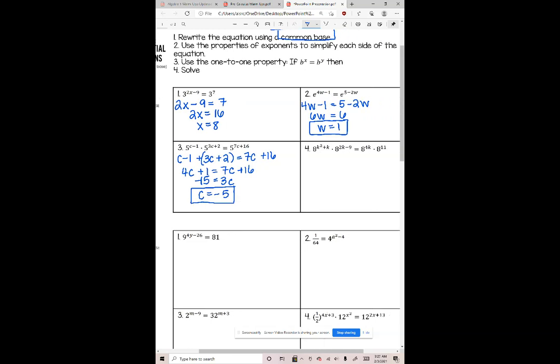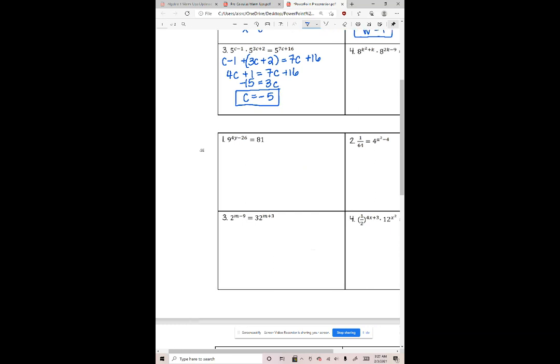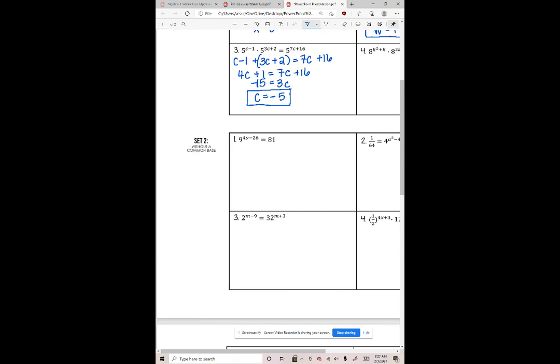Now what happens if they don't have the same base? Like here on set 2, example 1. You have to get them to have the same base. So 9 can't get any smaller. It could go to 3 if you really want to. But I usually look at my bases. I have 9 and 81. Look at the smaller one, which is 9. Can I get 81 in terms of 9? So 9 to some power is 81. That can be true. 9 to what power is 81? That's 2. So you have 9 to the 4y minus 26 equals 9 to the second.